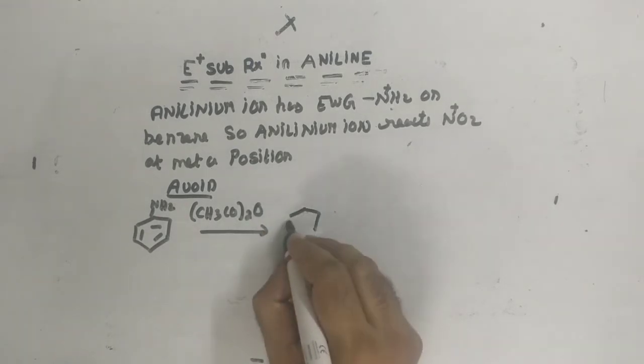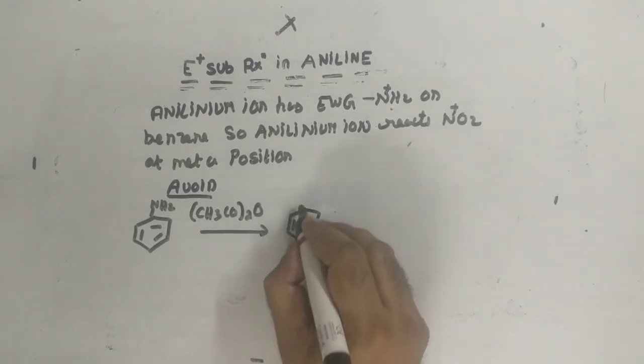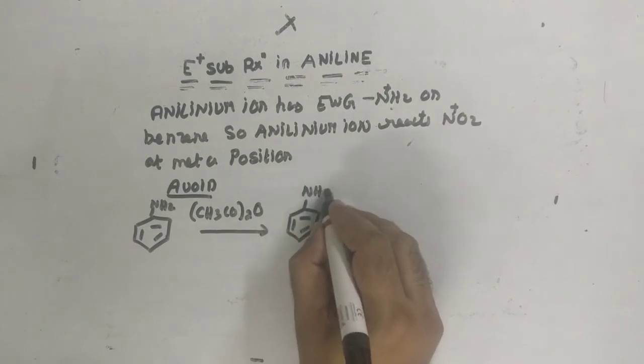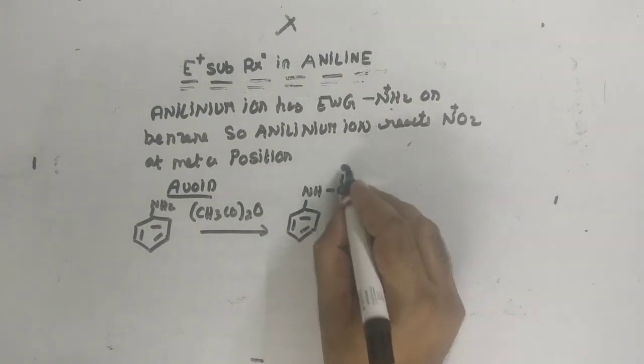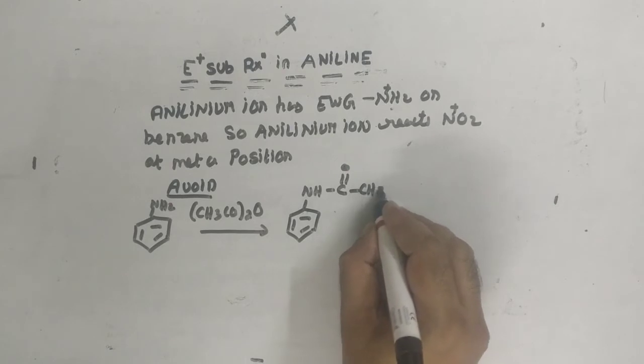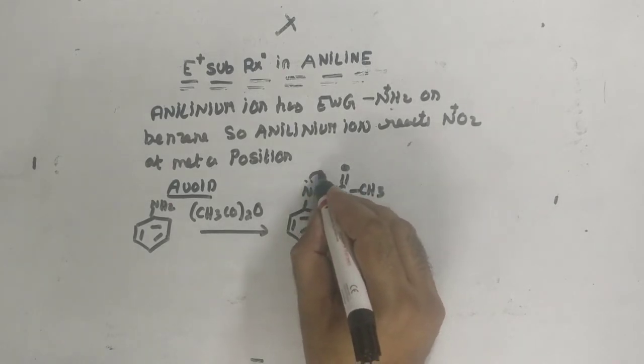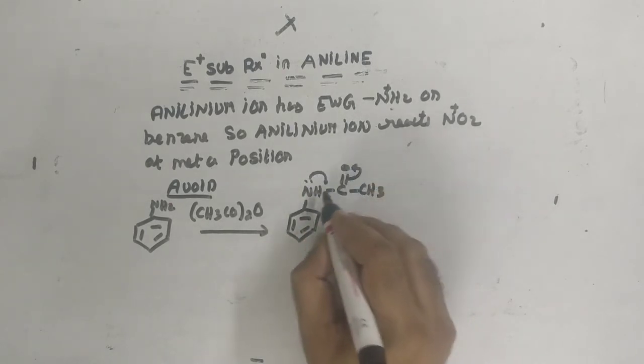The hydrogen of aniline is replaced by the acetyl group. Remember this compound? I gave you the name. It is called acetanilide. IUPAC name is N-phenyl ethanamide. Again, the lone pair will be attracted like this. The problem will be solved.